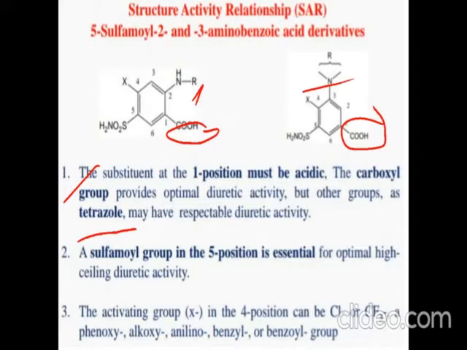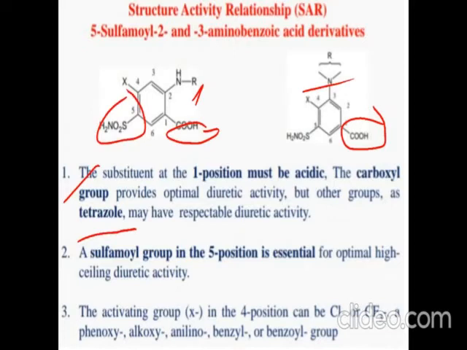But if we are replacing COOH with any alkyl group or any other group, it will decrease or diminish the activity. Next part, at the fifth position there is a presence of sulfamyl moiety. So this sulfamyl moiety is necessary for the activity.